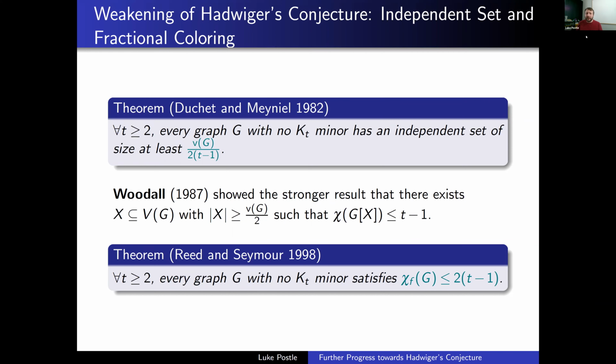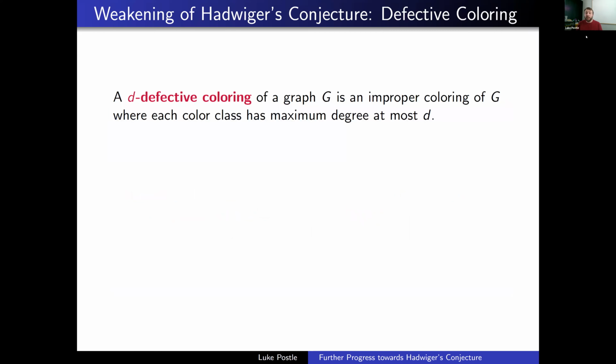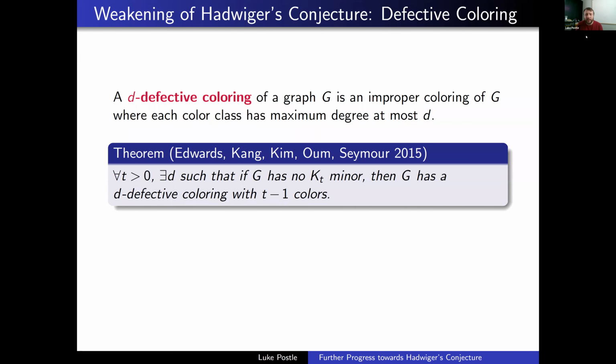There are other ways, though, and I just wanted to mention them if you haven't seen them before, to weaken Hadwiger's conjecture. Here were a couple of nice streams of work in this recent decade. One is called defective coloring. A d-defective coloring of a graph G is an improper coloring, so it won't be proper, but where each color class has maximum degree at most d. So instead of splitting into independent sets, you could split into low degree graphs. There's a nice theorem by Edwards, Kang, Kim, and Seymour from 2015 that shows there exists some d such that if you have no K_t minor, then G has a d-defective coloring with actually the right number of colors, t minus 1 colors, and that t minus 1 is best possible.